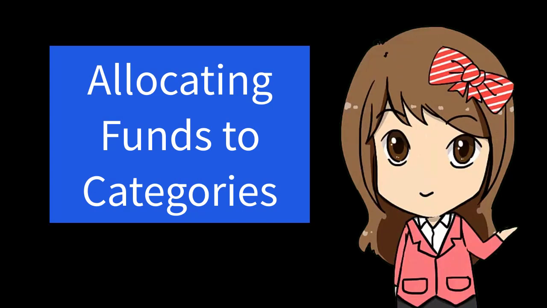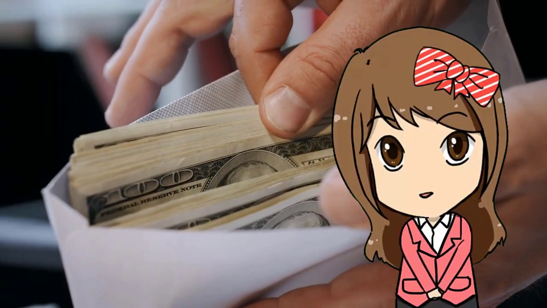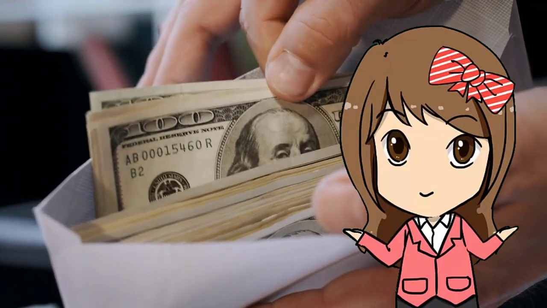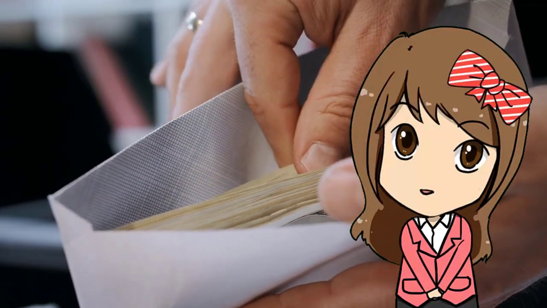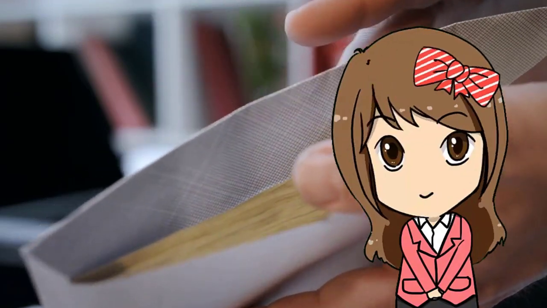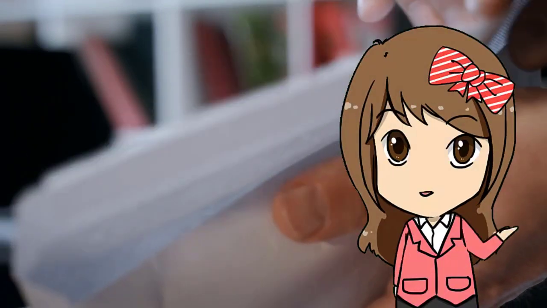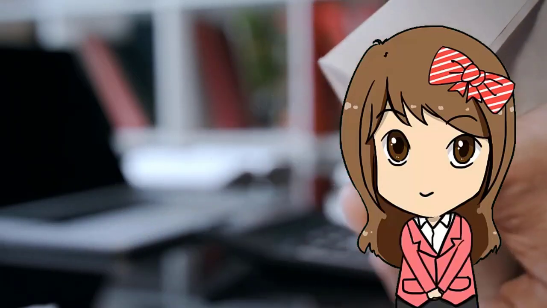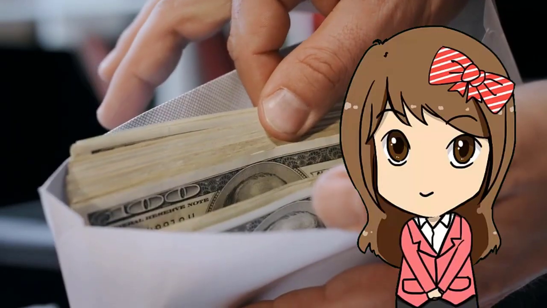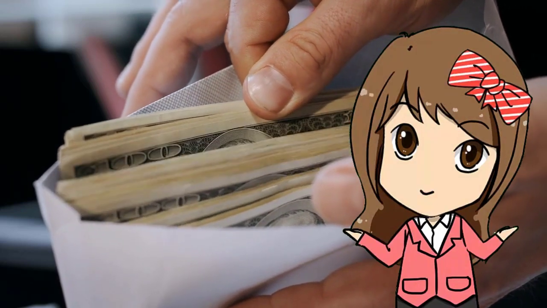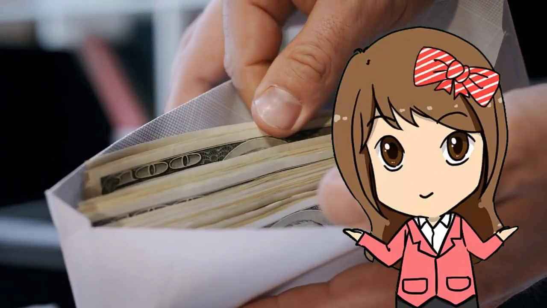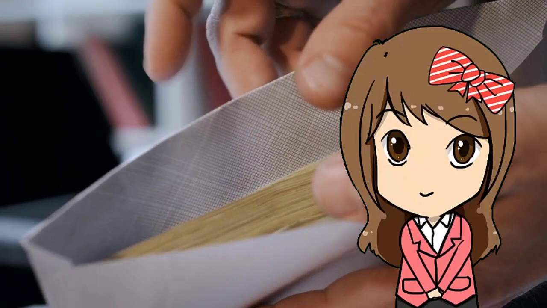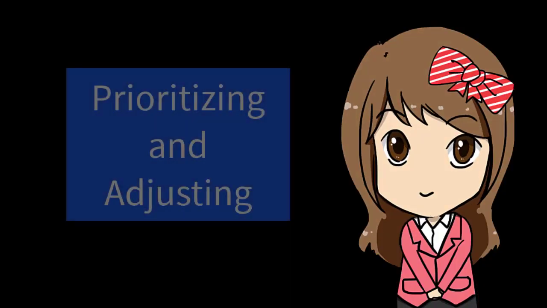Allocating funds to categories. Once you have a good grasp of your income, expenses, and financial goals, it's time to allocate funds to different categories. Start with the essential expenses, such as rent, utilities, and debt payments. Then, allocate funds for savings, including emergency savings, retirement contributions, and any other specific goals you have identified. Finally, assign amounts to discretionary spending categories, such as entertainment and dining out. Remember, it's essential to strike a balance between saving and enjoying your hard-earned money.